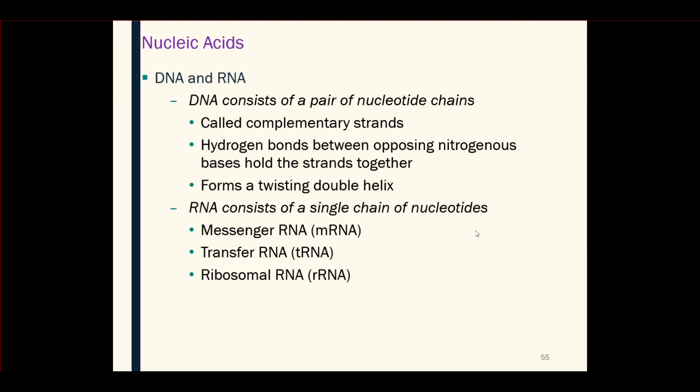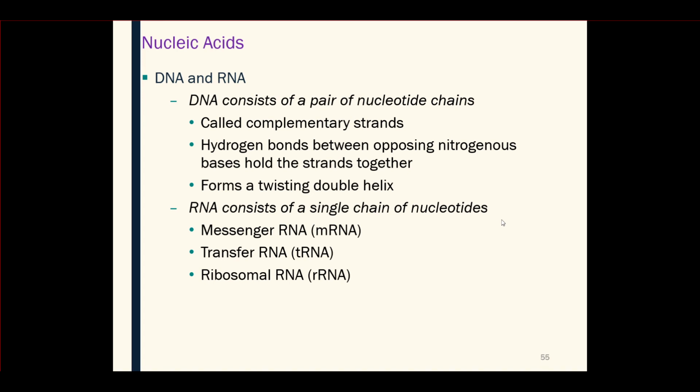Now, for our purposes, we're going to think of RNA as just a single chain. It gets a little bit more involved than that, but we're just going to consider it for our course as a single chain of nucleotides. And I just want to introduce to you today the three different types of RNA. In subsequent lessons, when we do protein synthesis, I will explain to you what they do, how they work. The first one I just want to introduce to you is known as messenger RNA.